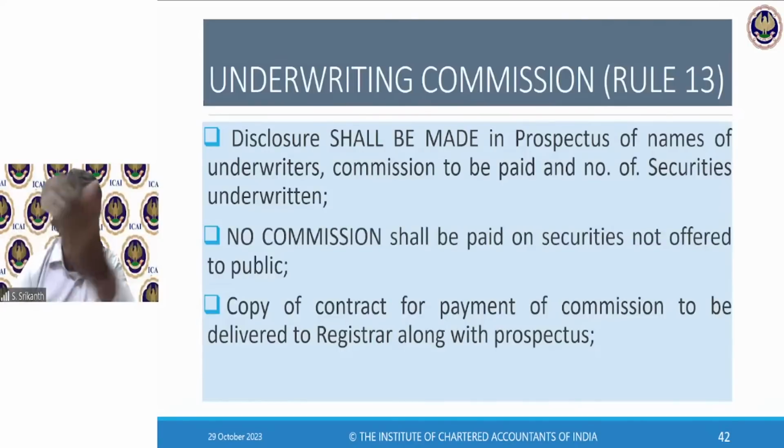See, your house, you might have insured it for fire. You may not have insured it. If you want, you can. Otherwise, no.